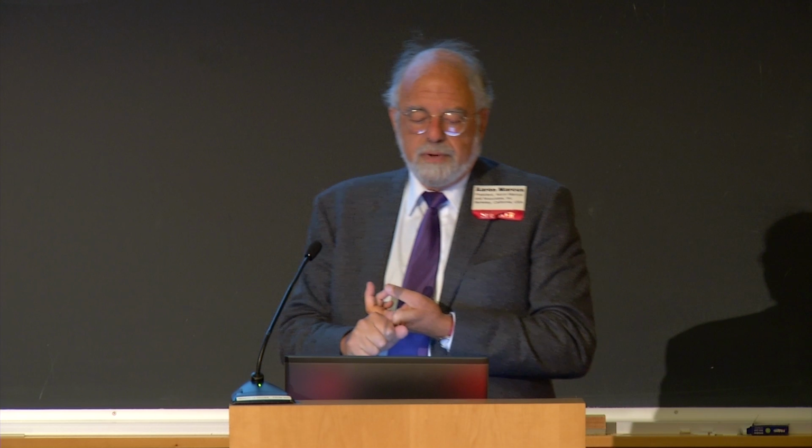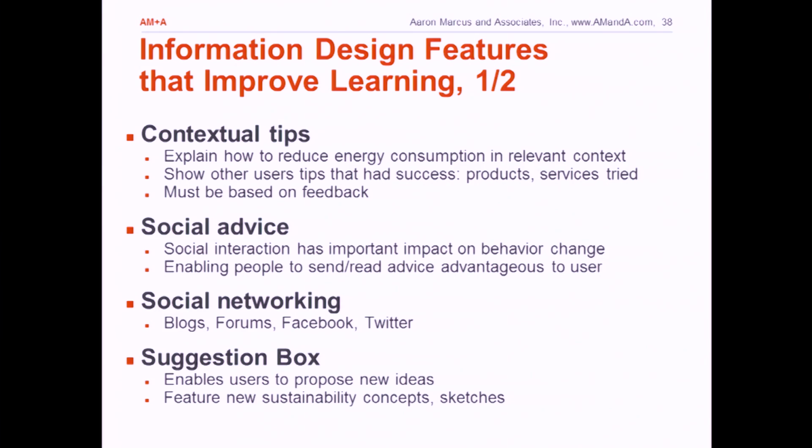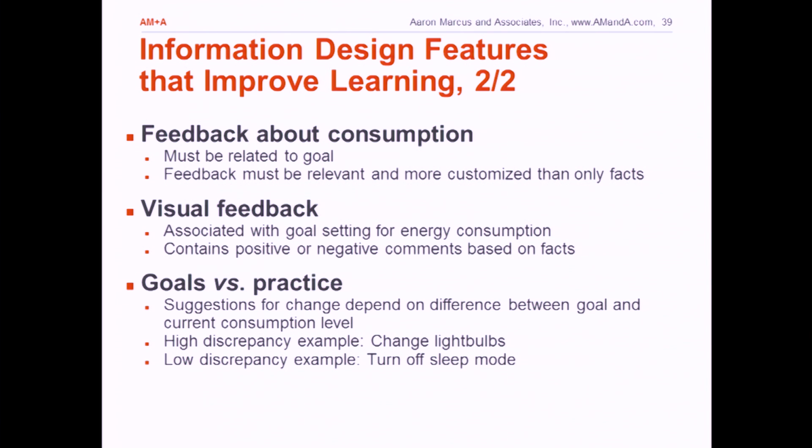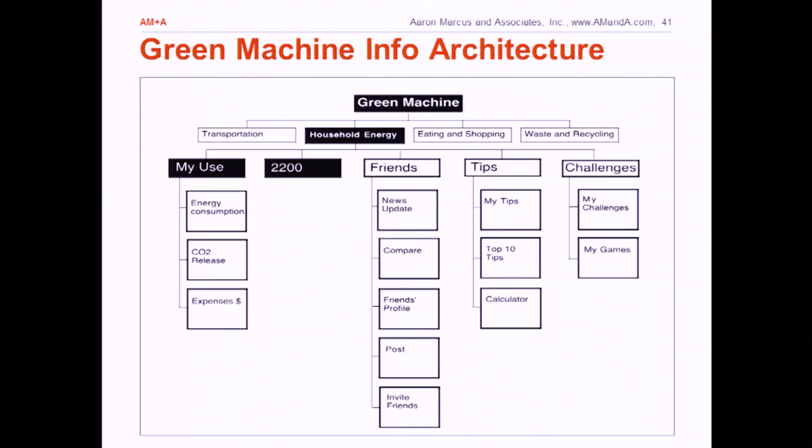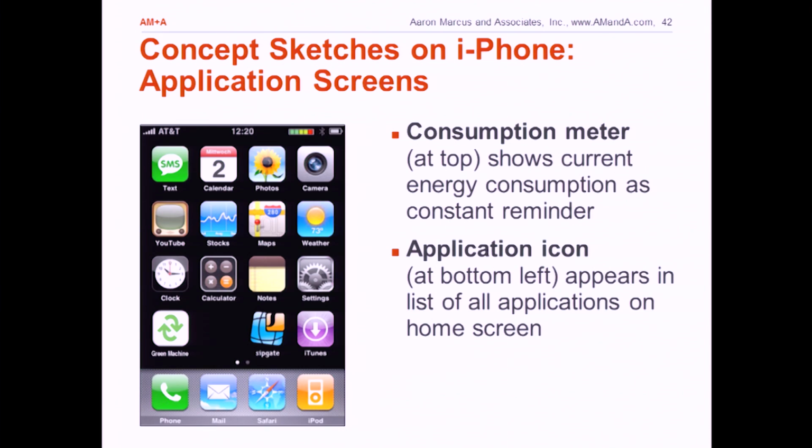Many tips, social advice can help, social networking with friends can help. Feedback is extremely important in all of these machines, certainly this one. In particular, visual feedback to give you an idea of how am I doing in order to motivate you to change. If it's frequent, if it's combined with social commentary and interaction, all of that can help. From all of these techniques, we constructed an information architecture for the green machine, as we have for the 10 others. We were focusing only on household energy use, and here are a few of the key components of what would be embodied in the software.